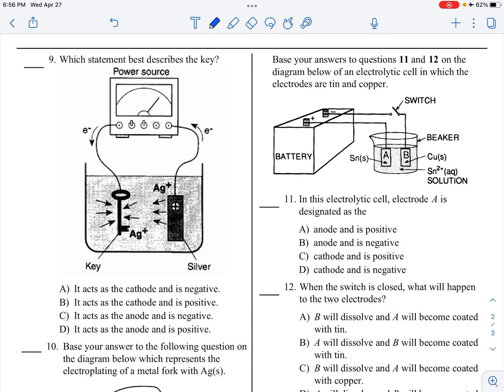All right, here we go. Number 9, which statement best describes the key? So the key is getting larger, larger, larger. So it's the cathode, the fat red cat. And remember, the cathode is normally positive, but we're forcing it to happen in the electrolytic cell, so it would be negatively charged. A.